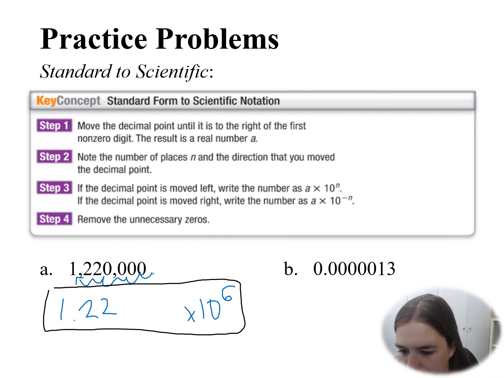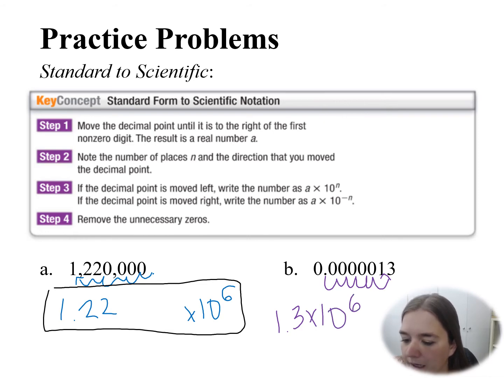And we'll go to a new color. 1, 2, 3, 4, 5, 6 spaces. Well, in this case, my a value is going to be 1.3 times 10 to the 6th. Well, my value is smaller than 1, so my n is negative. What I really did here is I divided by 10 6 times to get 1.3. In this one here, I multiplied by 10 6 times.